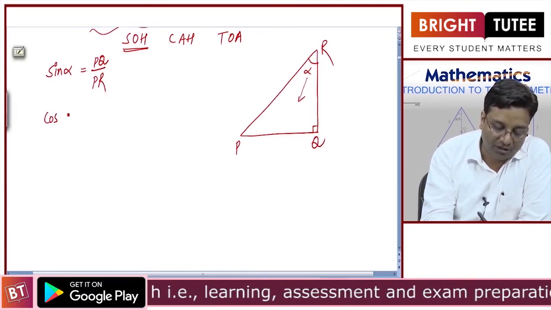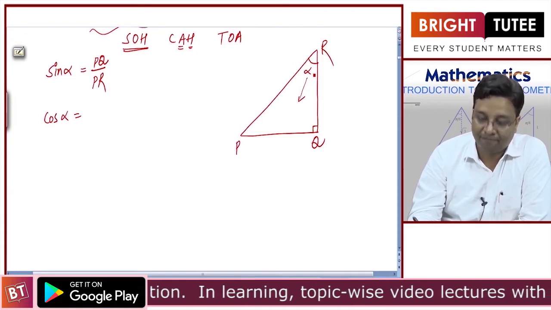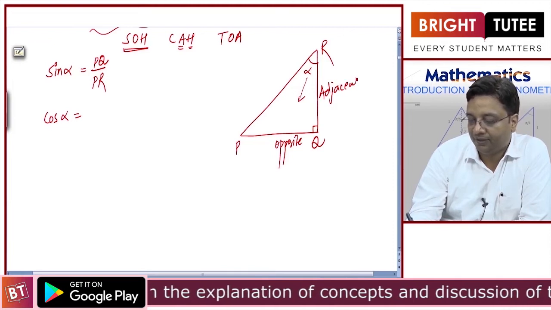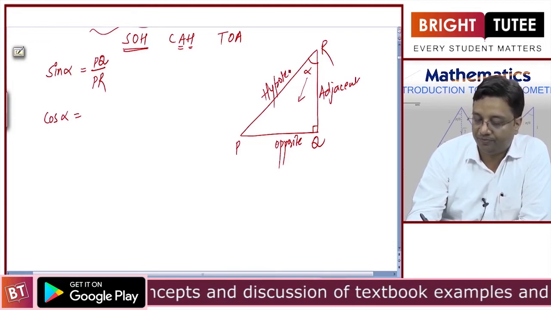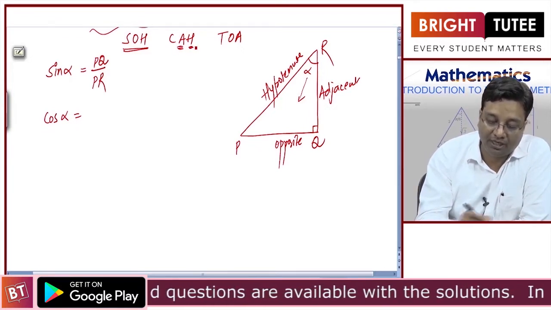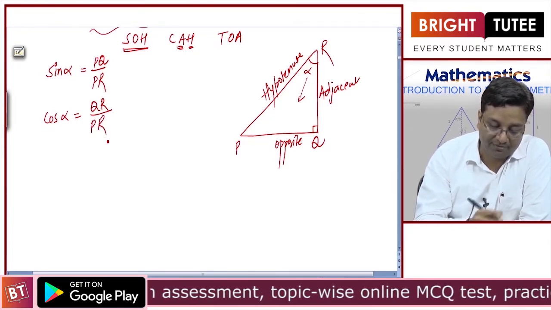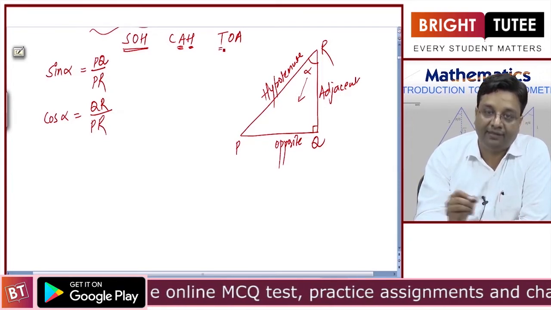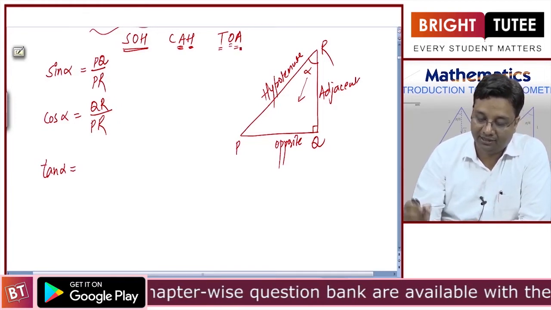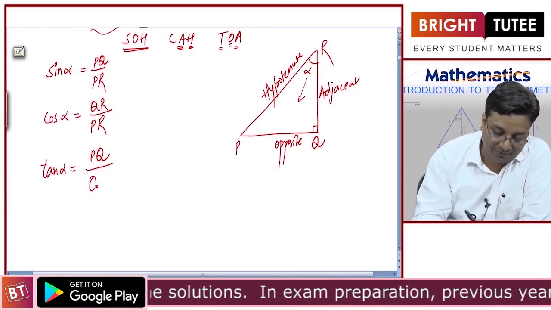Now tell me what is cos alpha? It is adjacent upon hypotenuse. What is the adjacent side? This is opposite, so this should be adjacent. And this is my hypotenuse. Alright. So what is cos alpha? It is adjacent upon hypotenuse. So adjacent is QR upon hypotenuse, again PR. Right. Tell me about tan. Tan of alpha is equal to opposite by adjacent. So PQ upon what is adjacent? QR.